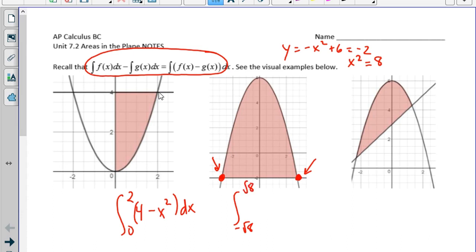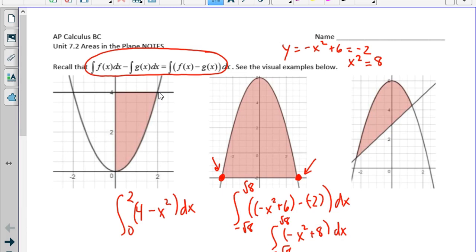So we take the integral from negative root 8 to root 8 of the bigger curve, which is negative x squared plus 6, and subtract the smaller curve, which is negative 2, dx. And we could simplify this to be negative x squared plus 8 dx. Notice that that's exactly what happens if I did a vertical shift of 2 here. I would end up getting negative x squared plus 8, and my intercepts would be at negative root 8 and root 8.